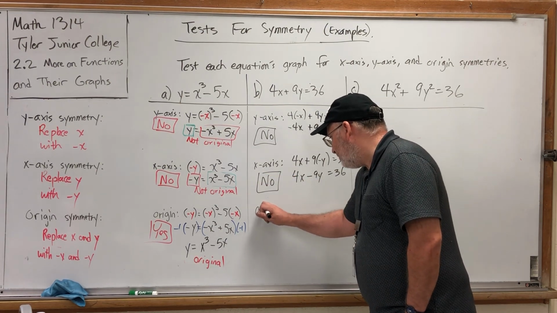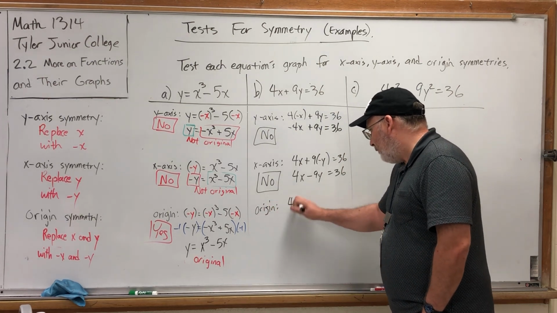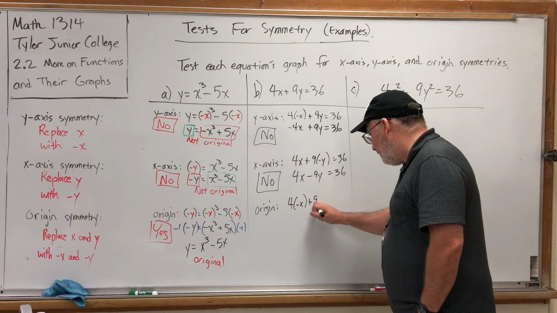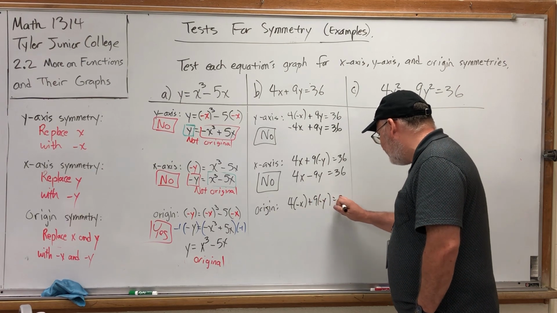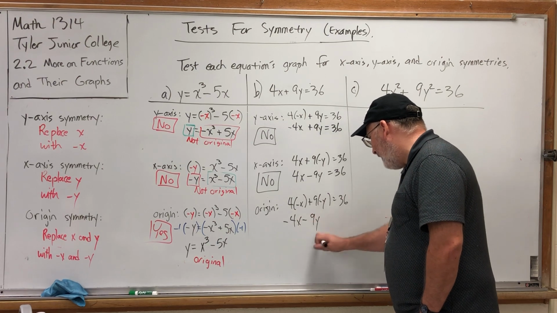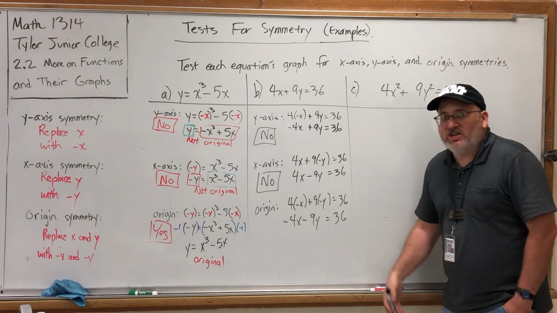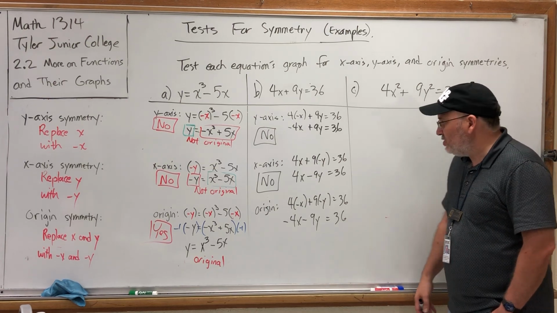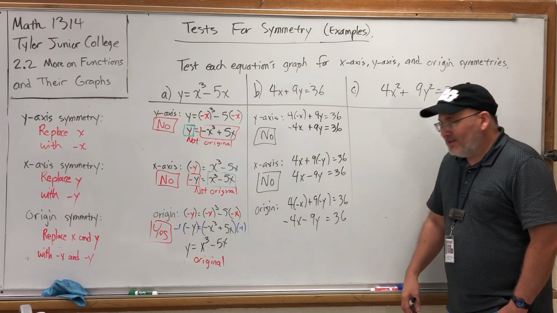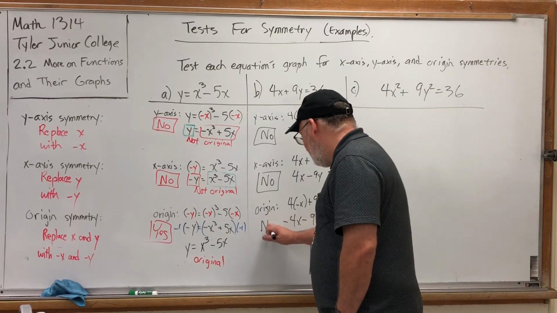And what about origin symmetry? Well, we change both of them. So 4 times -x plus 9 times -y equals 36. Now we get -4x and -9y equals 36, and we're in the exact same dilemma. The right side's not changing. The right side's always 36. So if the left side doesn't go back to being original, it's over. This one does not have origin symmetry.